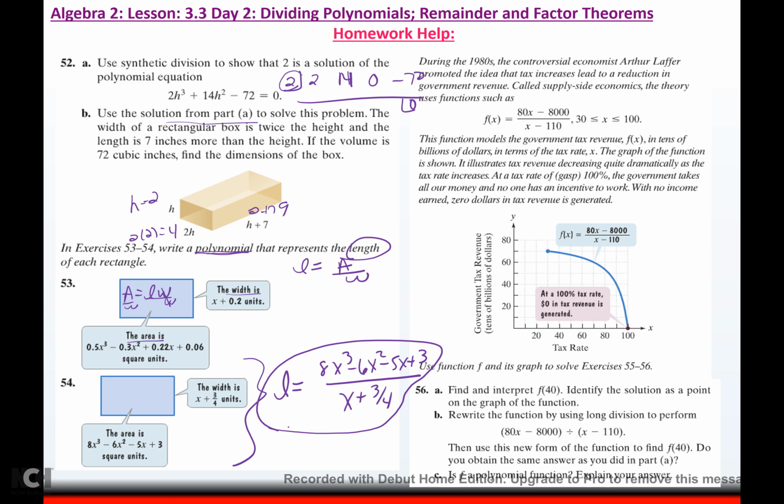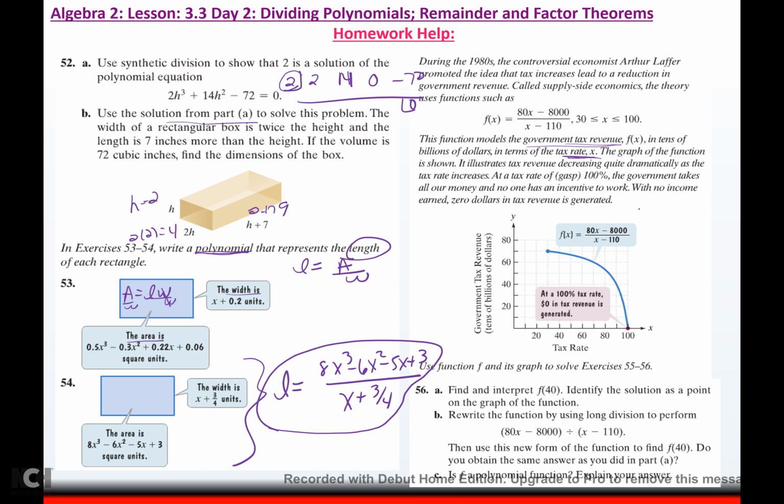Well, there you go. Okay, over here they're talking about some economist and taxes and things like that. Okay, they give you this function, which models the government tax revenue, f of x. So f of x represents the revenue that they get from taxes in tens of billions of dollars in terms of the tax rate x. So if they give you a rate, you're going to plug it in for x. The graph of the function is shown. It illustrates tax revenue decreasing quite dramatically as the tax rate increases. At a tax rate of, gasp, 100%, the government takes all our money and no one has incentive to work. With no income earned, $0 in tax revenue is generated.